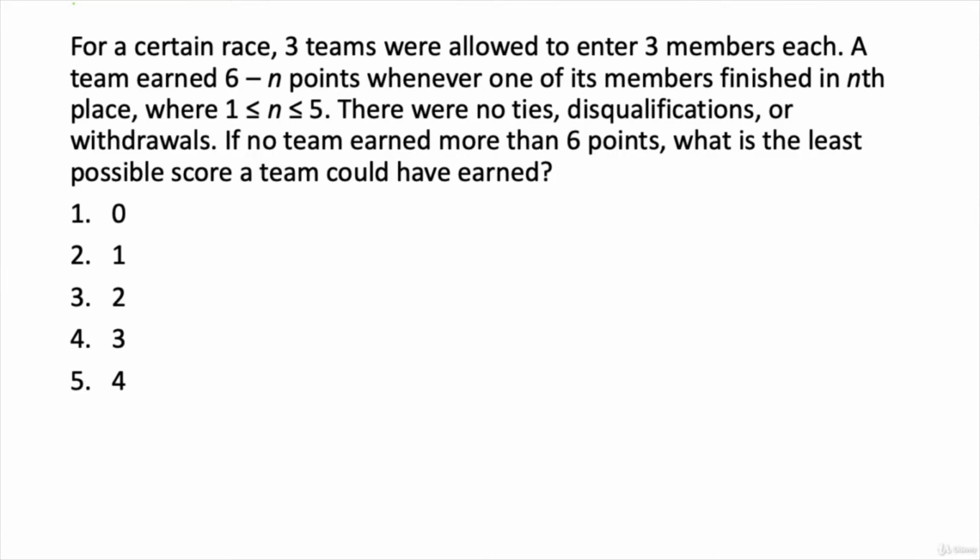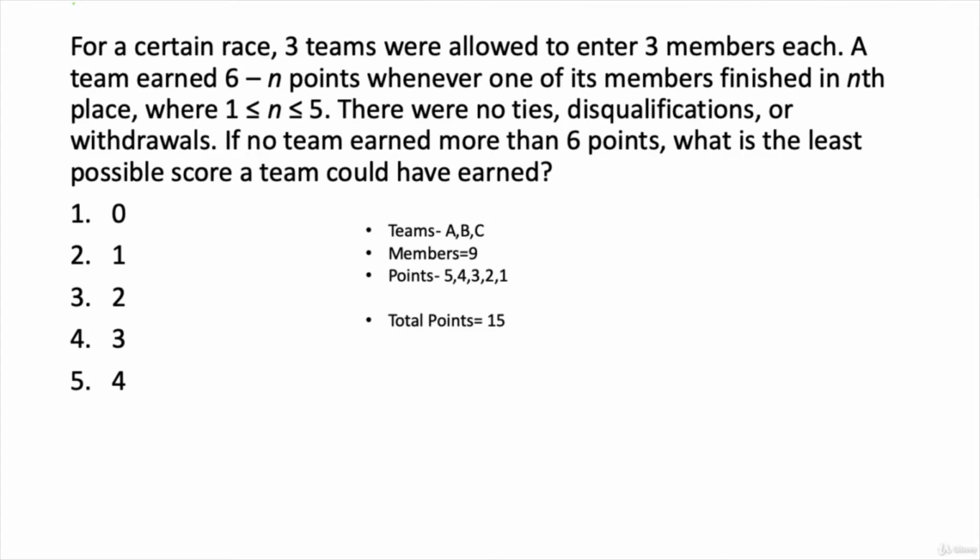For a certain race, 3 teams were allowed to enter 3 members each. A team earned 6 minus n points whenever one of its members finished in nth place, where n is between 1 and 5. So this says that we have a total of 9 members in teams A, B and C, and the total points earned are in the order 5, 4, 3, 2, 1, and every other person earned 0 points. There were no ties, disqualifications or withdrawals. That means the points were allotted to one person each. The total points become 15 when we sum it all.